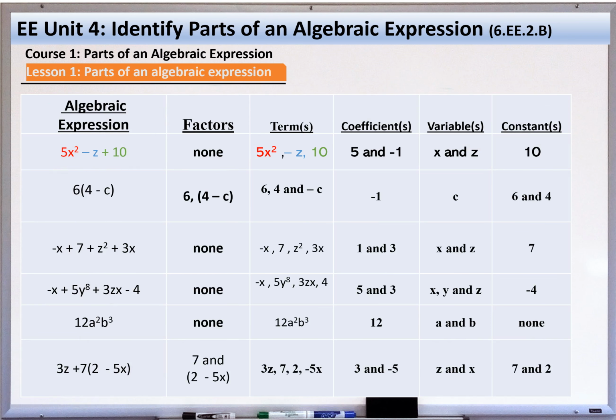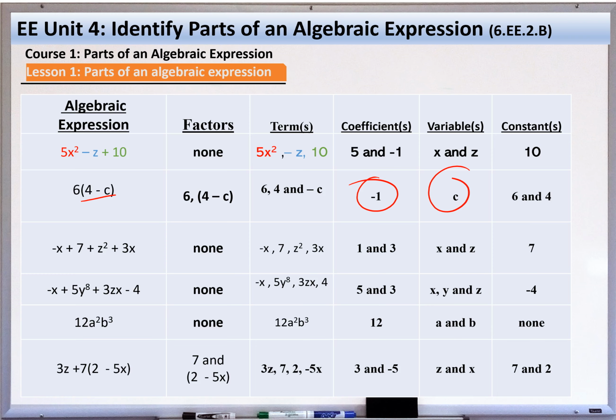Okay, this is what I came up with. So here are my factors: 6 times the quantity of 4 minus c. My terms are 6, 4, and negative c. My factors are 6, 4, and minus c. My coefficient on my c term is negative 1. c is my variable. 6 and 4 are my constants.